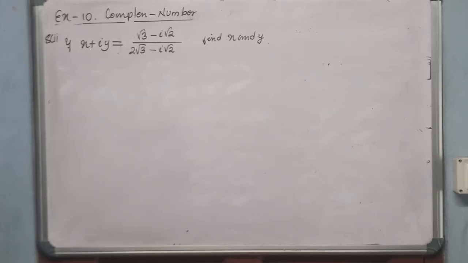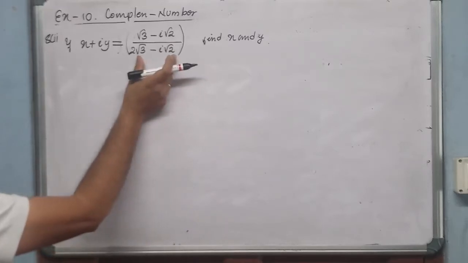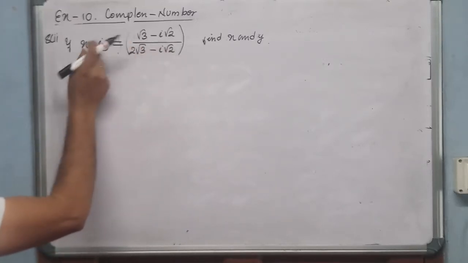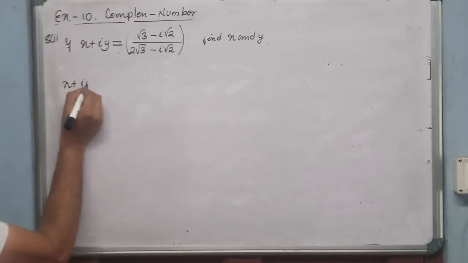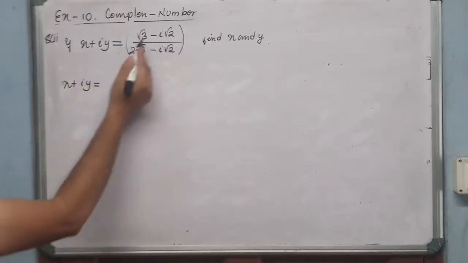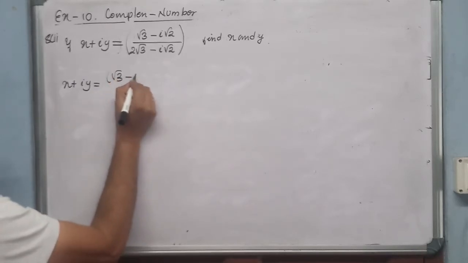Now another important question: if x + iy is equal to the complex number numerator over denominator, find x and y. Now what you have to do is to use the equal complex number property. This you have to rationalize, and after the rationalization you have to convert this right hand side complex number in the form of x + iy. Then we can equate. Now x + iy is equal to, now if it is numerator over denominator, I'll rationalize the denominator.